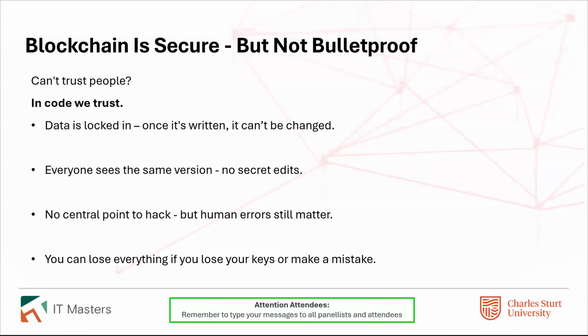So we're going to talk about blockchain security here, and there have been some questions as well. And I've got to say, look, nothing is secure. Blockchain is not bulletproof. It is another way to do it, but here I put the question: you can't trust people, in code we trust. So the data is locked in. Once it's written, it can't be changed. We know that. That's immutability. Everyone sees the same version. There are no secret edits. There's no central point to hack, but human errors still matter. They still occur. So at this point, humans are the weak point.